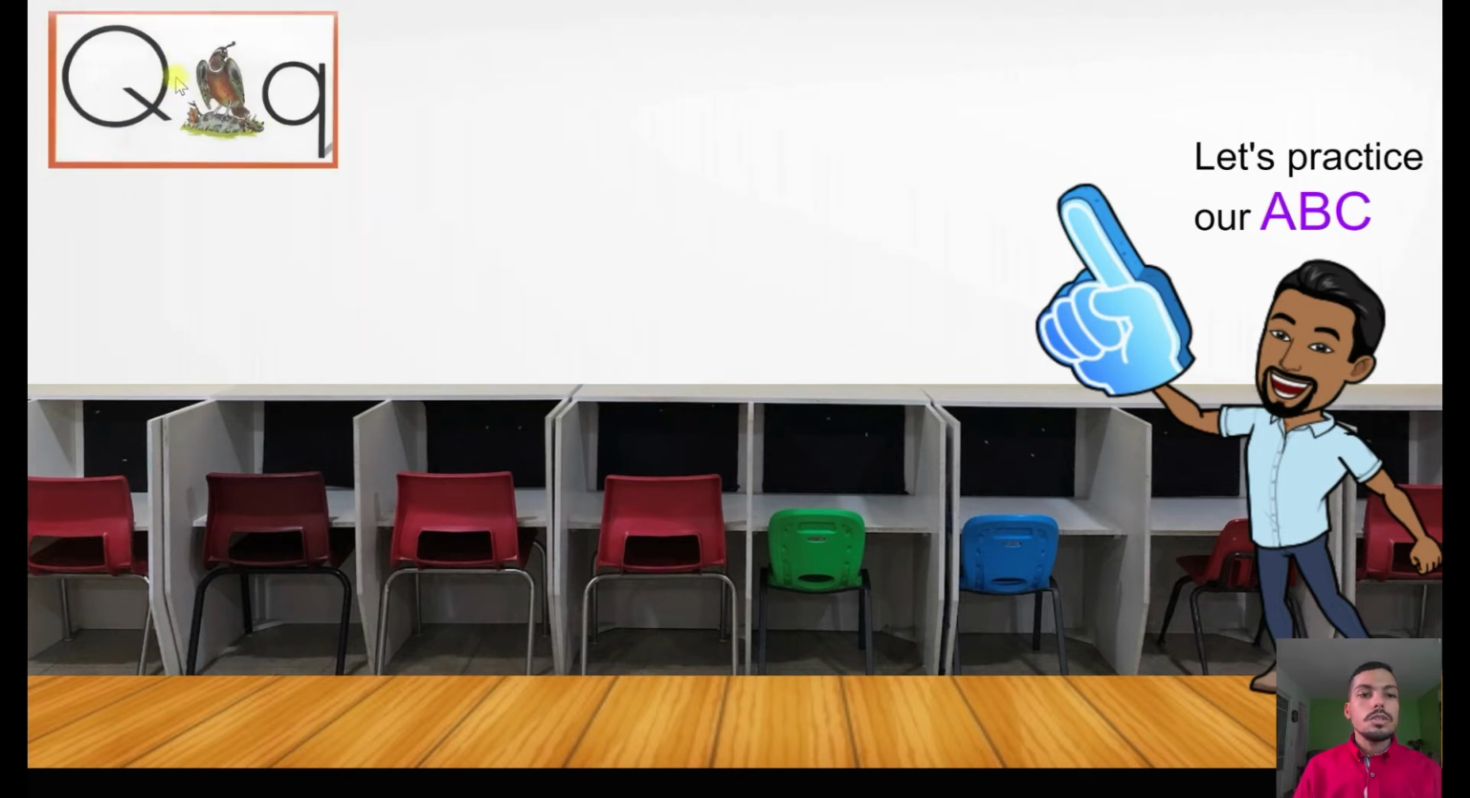That was this one, right? And its name is quail. Quail has a letter that sounds k. So when you see the letter Q, it's going to sound k. Very good, okay. And today we're going to meet a new friend.